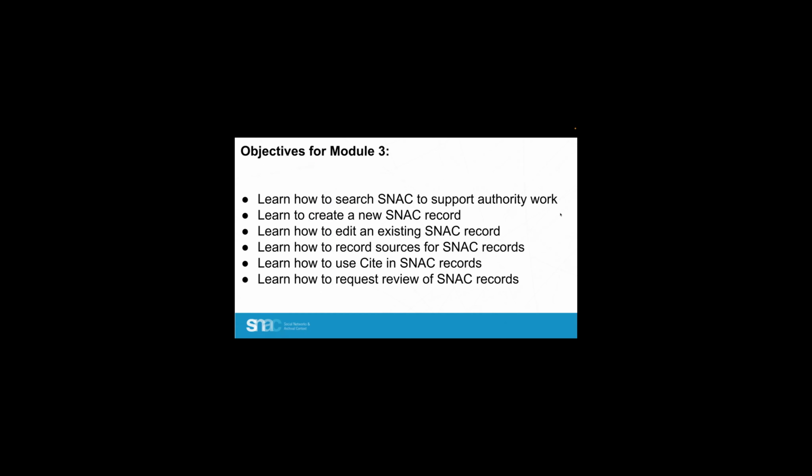The objectives for this module are, as you see on the screen, we're going to learn how to search SNAC to support our authority work. We're going to learn how to create a new SNAC record, learn how to edit an existing SNAC record, and we'll immediately realize that those two things really do overlap quite a bit in SNAC. You'll learn how to record your sources for SNAC records and how to use the cite function. And then, of course, finally, how to request review of your SNAC records.